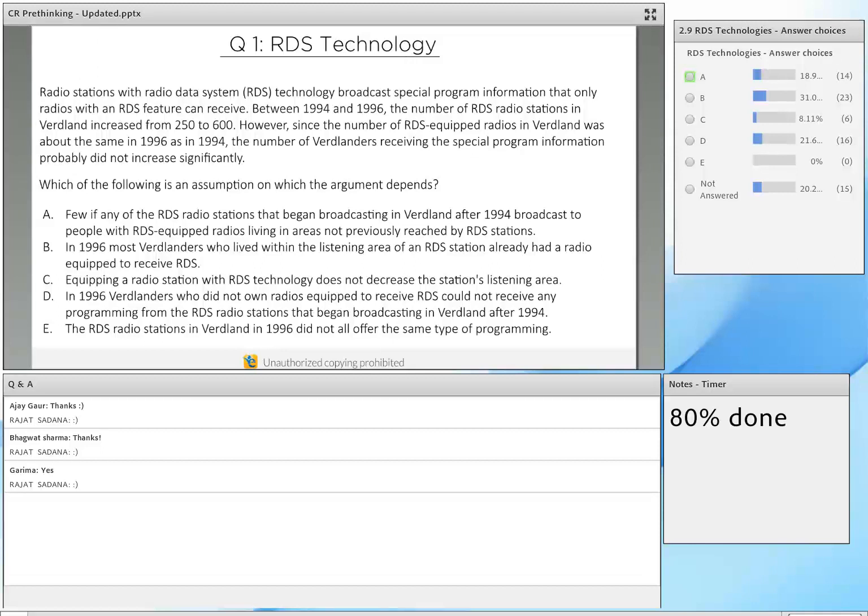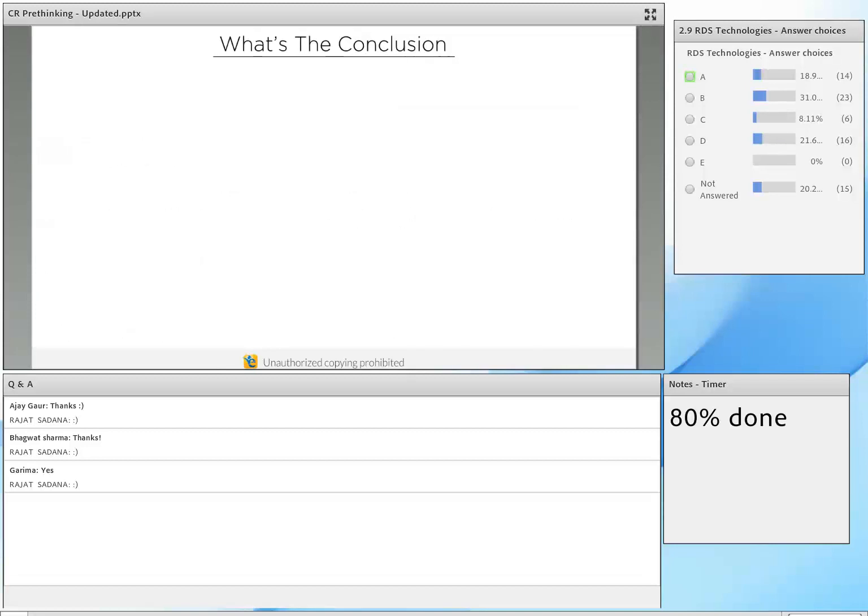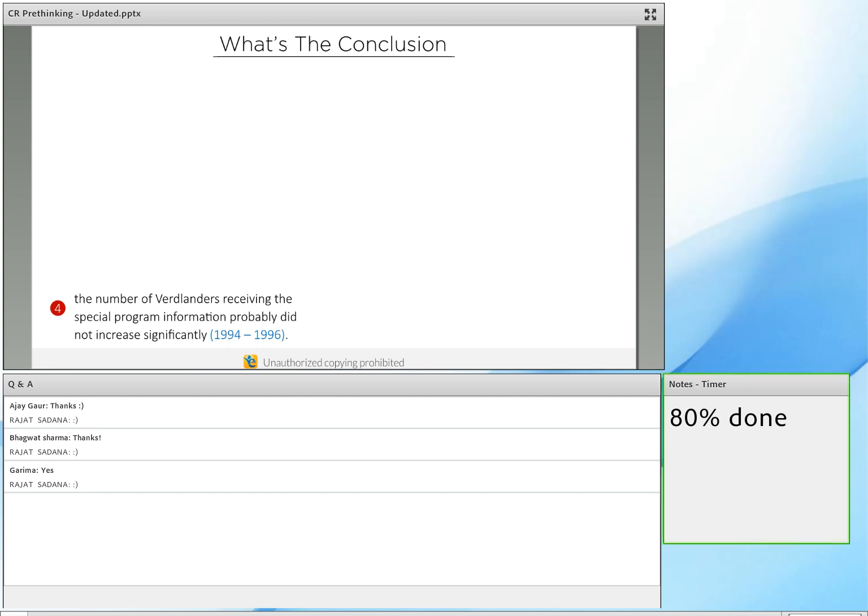So RDS technology, a really difficult question. Lots of technical stuff in this particular question. And this is what I call a split theory in the classical context, when we see the answer choices over here. So what's my conclusion? My conclusion is fairly simple. The conclusion is that the number of Verlanders who are receiving the special program information did not increase significantly in this time period.